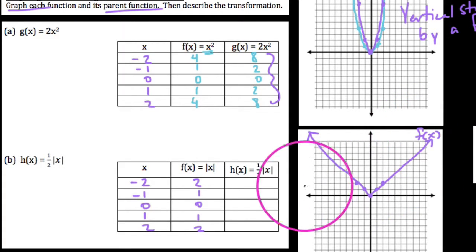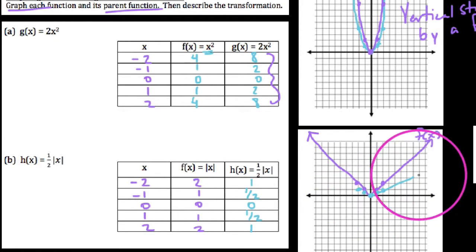Should label that. Now the question becomes, well, what happens if I take all those original y values and I take them times a half? Well, what's going to happen is they're going to become half the size. So half of 2 is 1. Half of 1 is just a half. Half of 0 is 0 halves, or 0. And we get a half here as well. We get 1 here. So going through and graphing these, we say, well, we have 0, 0, but we get 1 comma a half, 2 comma 1, negative 1 comma a half, negative 2 comma 1.